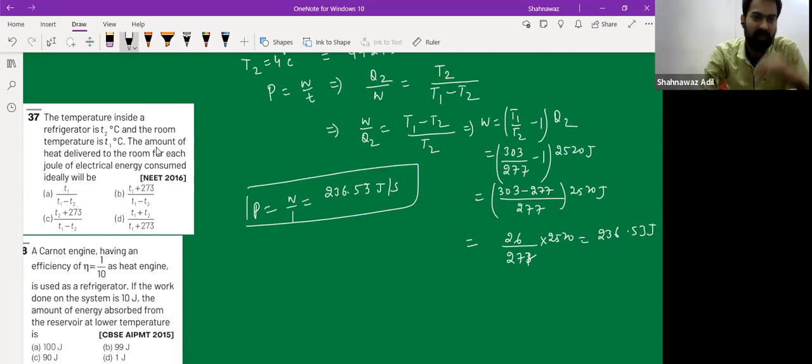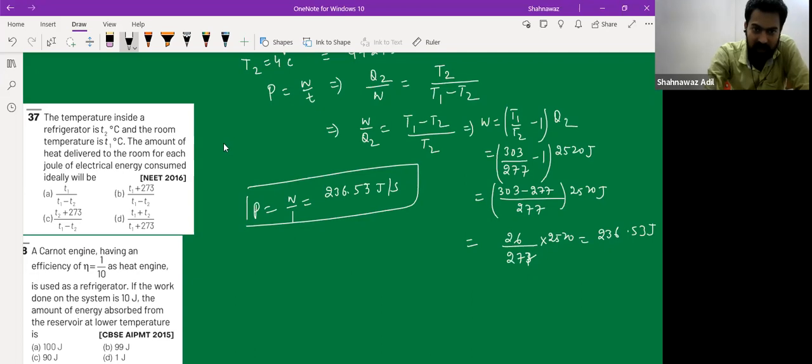The temperature inside a refrigerator, so both the temperatures are given and they are in degrees Celsius, right? The amount of heat delivered to the room for each joule of electrical energy. So work done is given, which is 1 joule, okay? And the amount of heat delivered to the room, so they are asking about Q1, okay? So Q1 they want us to calculate.